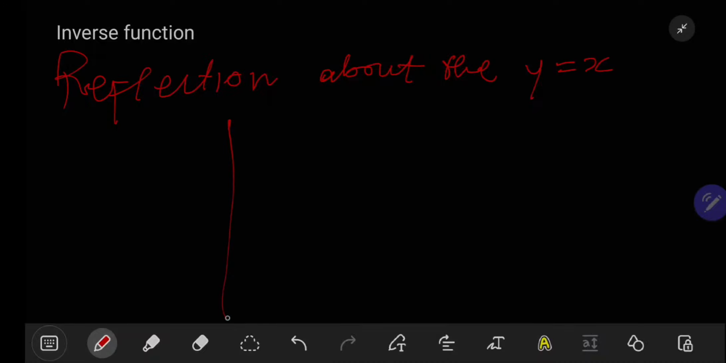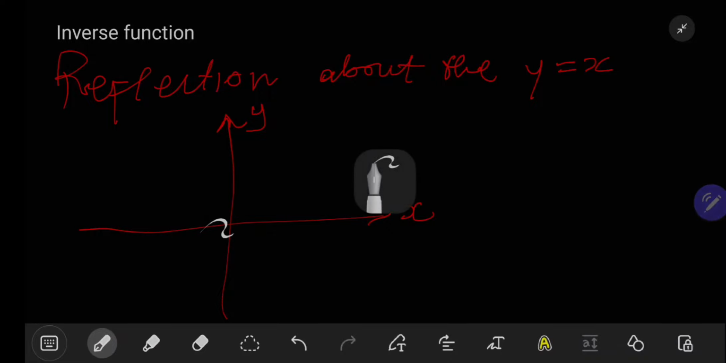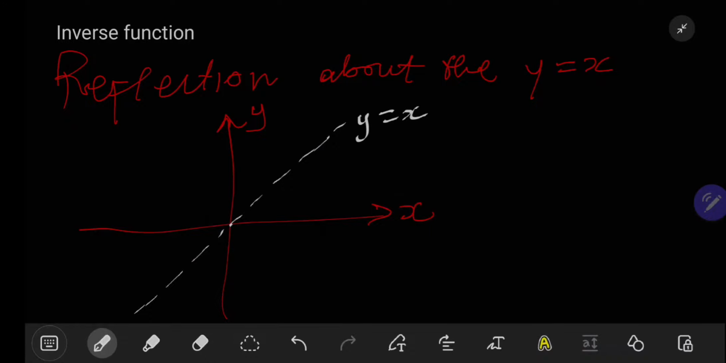When we have our Cartesian plane like this, these are our x-axis and y-axis. When you talk of our line y equals x, we talk of a line which cuts this Cartesian plane into equal parts. So this line here is y equals x. We reflect any type of graph about this line here.